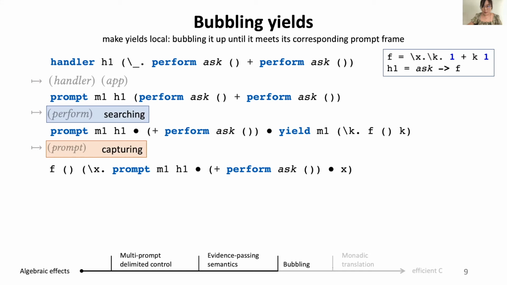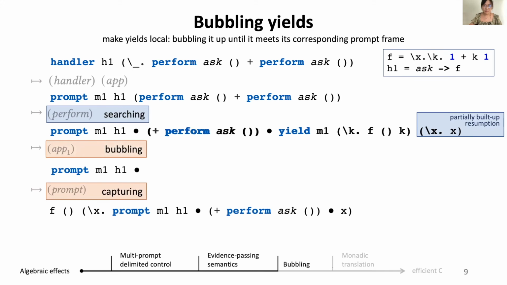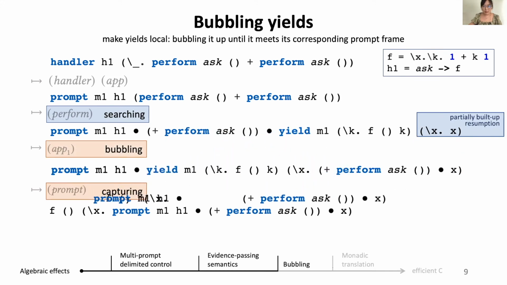With bubbling, we are going to bubble up the continuation in little parts. When we are yielding, we keep the currently partially built up resumption as an extra argument to yield, starting from the identity function. We extend it with every frame one at a time until we meet the prompt where the resumption is now complete.